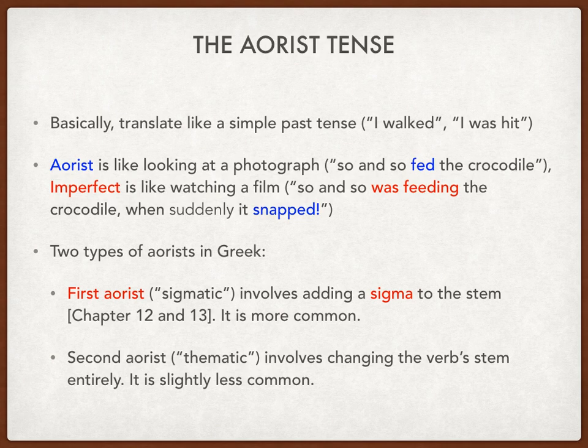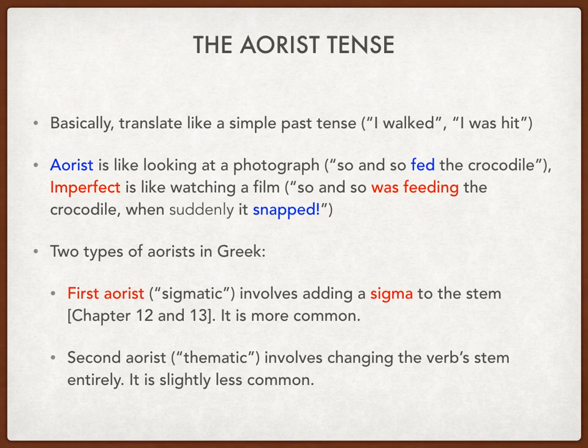Another way I like to think of it, and I find this to be a really helpful metaphor when using different verb tenses in Greek, is to think of an aorist like looking at a photograph. So-and-so did something. Maybe so-and-so fed the crocodile. Whereas eventually we'll learn that the imperfect tense is kind of like watching a film happening because it covers the continuous aspect in the past time. So-and-so is feeding the crocodile when suddenly it snapped in the aorist.